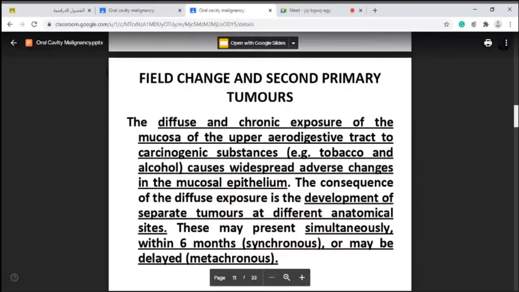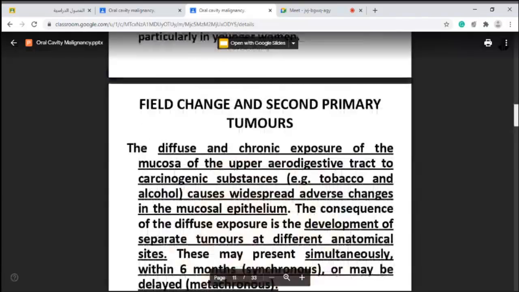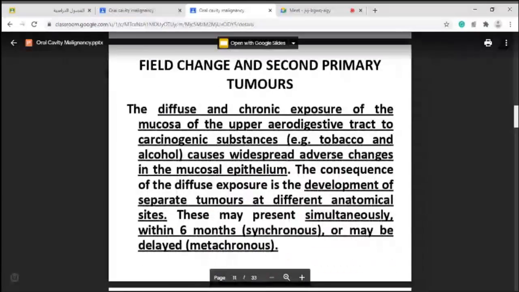Okay. There is exposure of the oral mucosa to carcinogens. And these carcinogens, like smoking and alcohol, may be dissolved in the saliva. The saliva in the floor of the mouth and behind the tongue, this is the dependent part where the saliva pools. So these sites are more exposed to carcinogens. There may be development of a primary tumor, and more than one primary tumor.